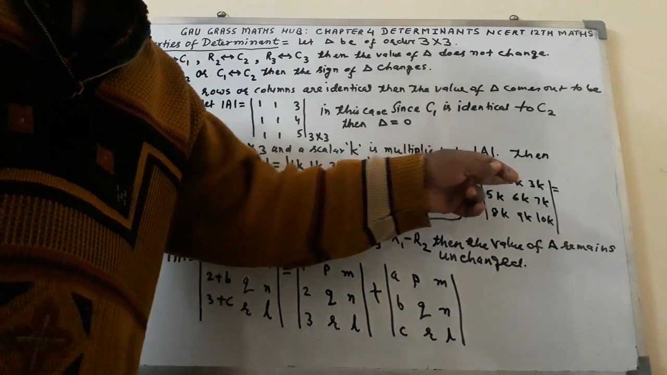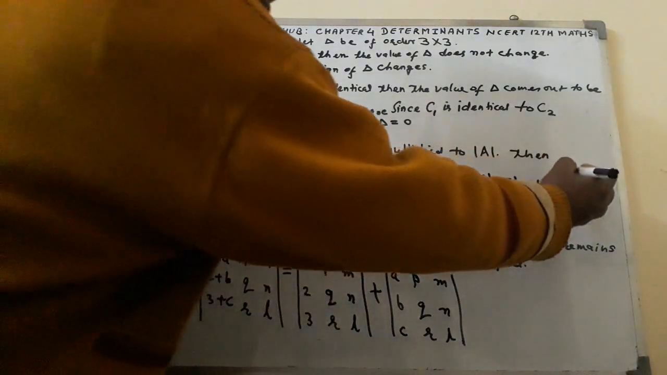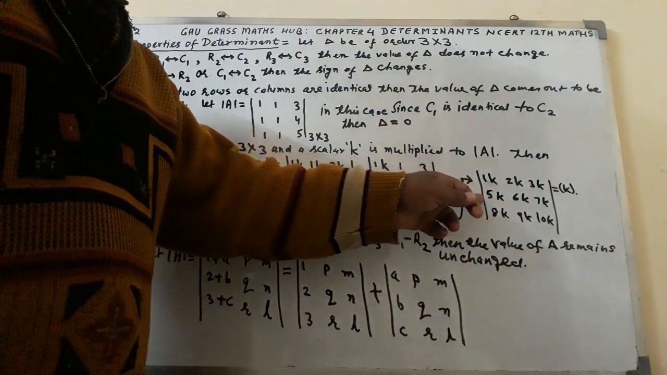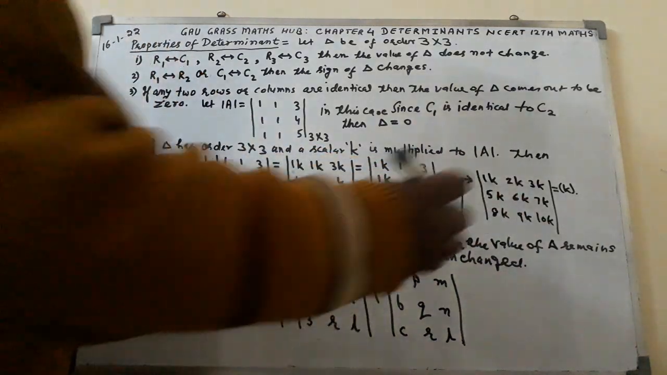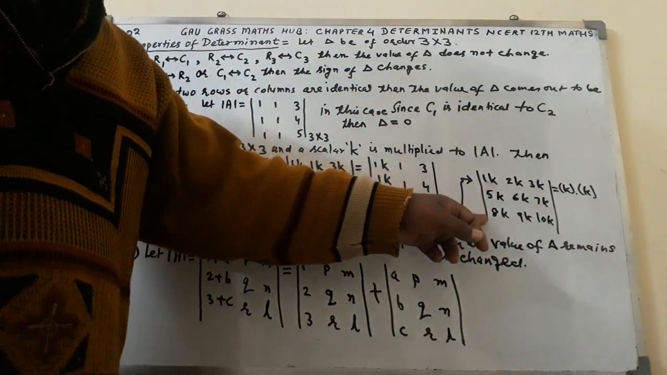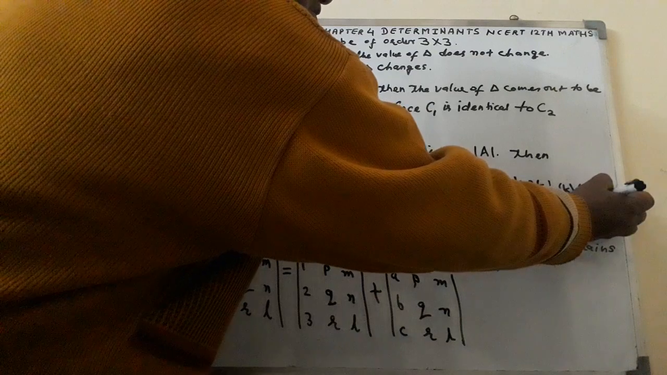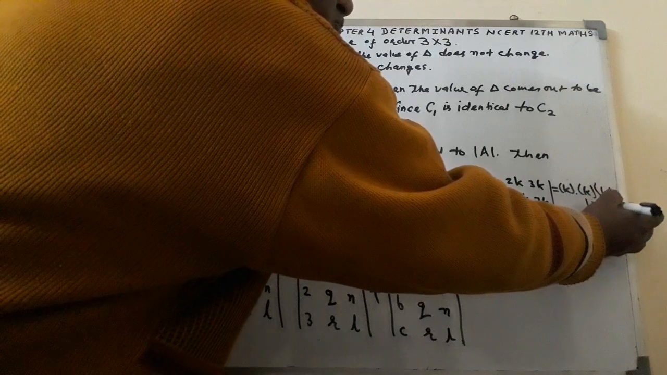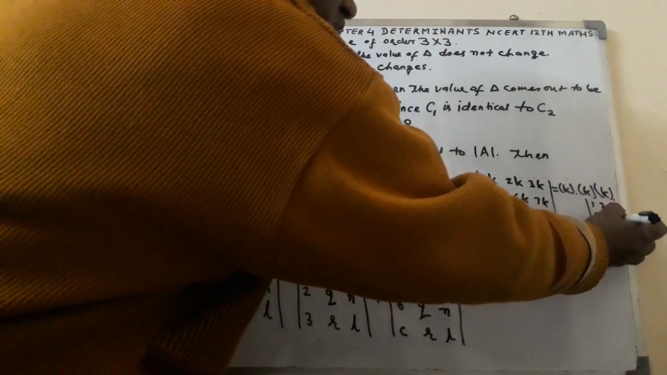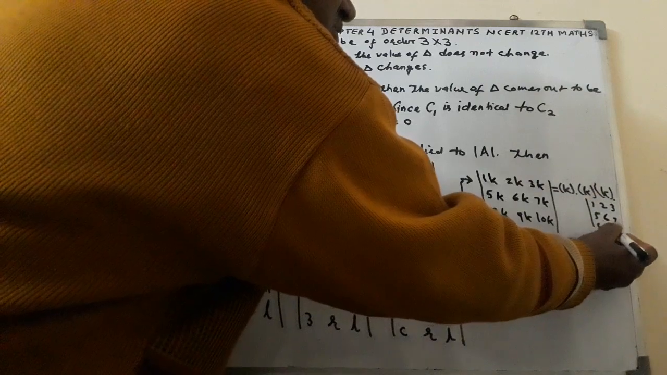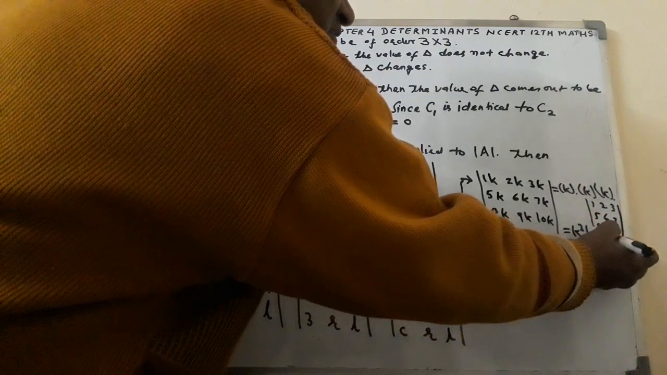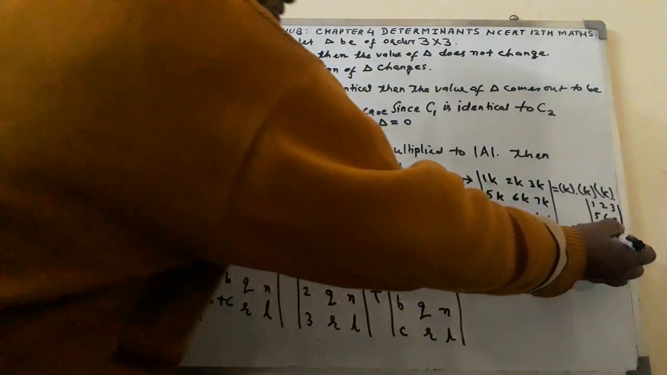You can take k as a common from first row, so it comes out to be k. Again, you can take k as common from second row, so you will get here k. Also, you can take k as common from third row, so you get here k. Multiply to the determinant 1, 2, 3, 5, 6, 7, 8, 9, 10. You will get here k raised to power 3 times this determinant. This is the explanation.